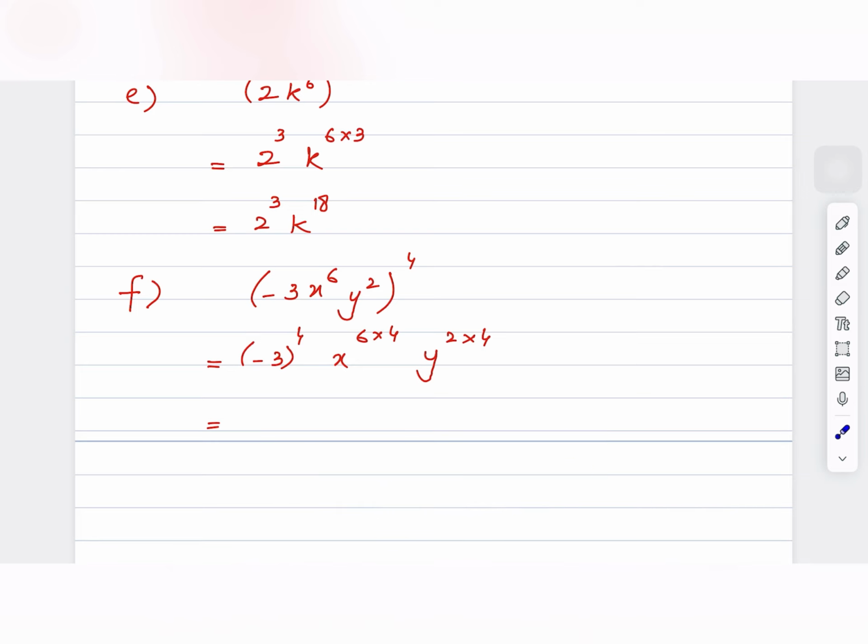Like in this case, minus 3 power 4 will be positive 3 power 4, and you just multiply 6. Now we have question number 5, A part. In this question, for example, if you have h squared k, and there is multiplication in between, h power 11 k power 9, you will collect the like terms.